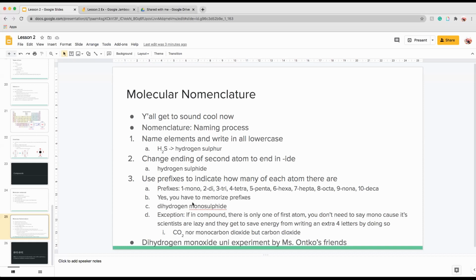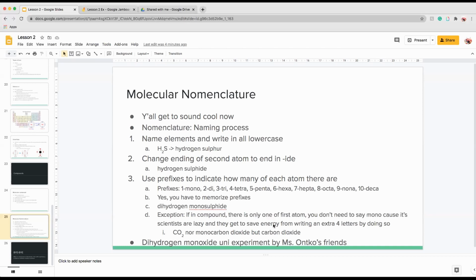So there is an exception to this prefix thing, where if the first atom, the atom on the leftmost of that molecule, there's only one of that first atom. For example, in CO2, you don't need to say mono. You don't need to say, oh, there's monocarbon. There's only one carbon. Don't worry about it. Why? Because we're lazy. When there's only one version of the first atom in the element, we just don't say mono.